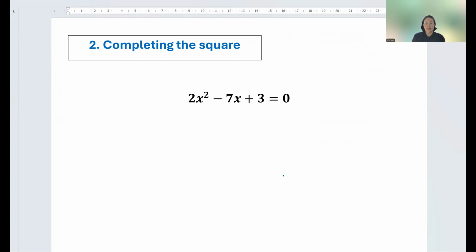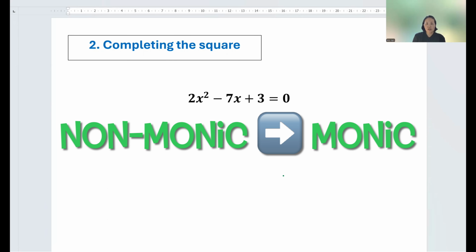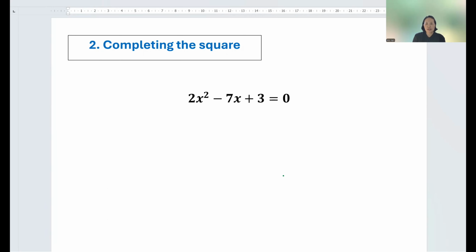Okay, the second one is factorizing and solving by completing the square. This is going to be a little bit tricky, so I want you to pay attention on this one. Now we have 2x squared minus 7x plus 3 equals 0. I'm going to make this non-monic quadratic equation into a monic one. If you want to use completing the square, you need to make it a monic quadratic equation. So I'm going to take 2 out. When I do that, I'll have x squared minus 7 over 2x plus 3 over 2 equals 0.